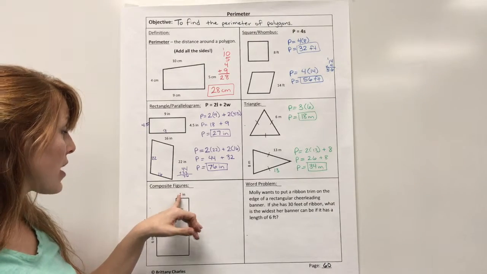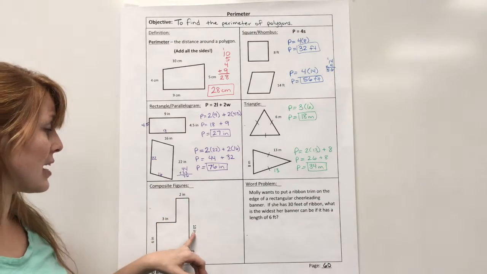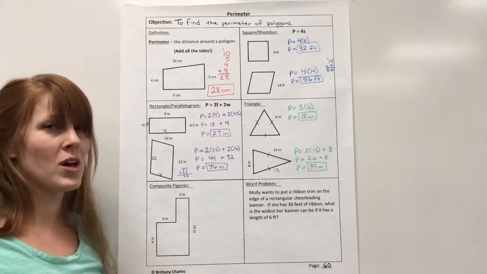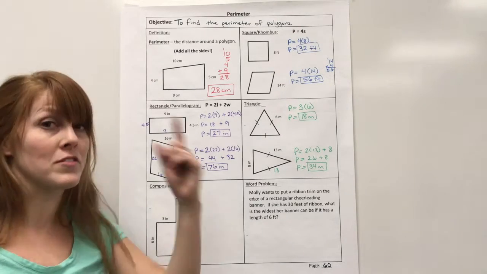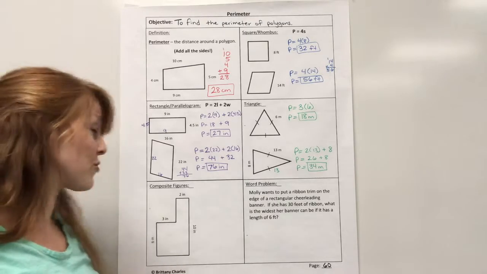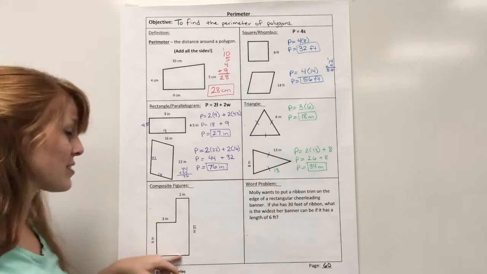So I see right here that I have some of my sides labeled, but not all of them. Well, perimeter doesn't mean just add the sides that are labeled. It means add all of the sides. So the first thing I need to do is figure out what are these two sides that are not labeled.